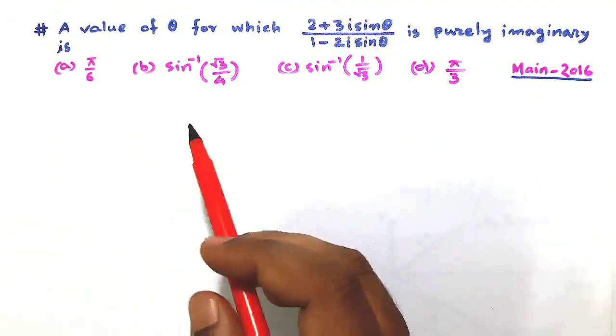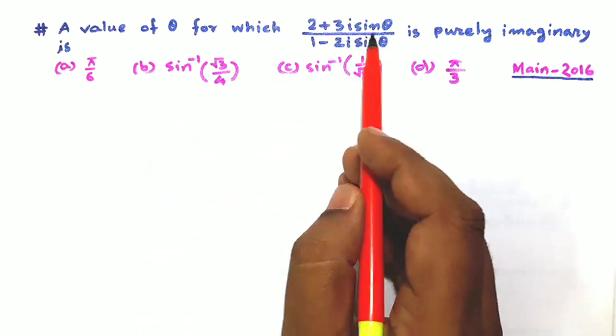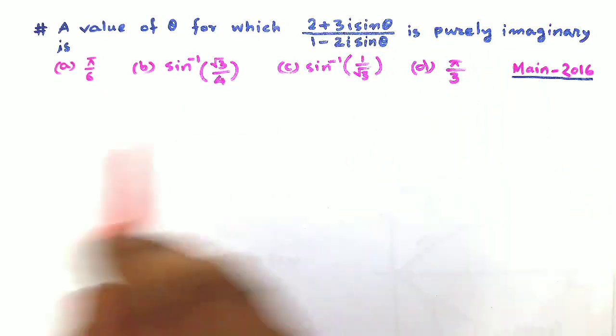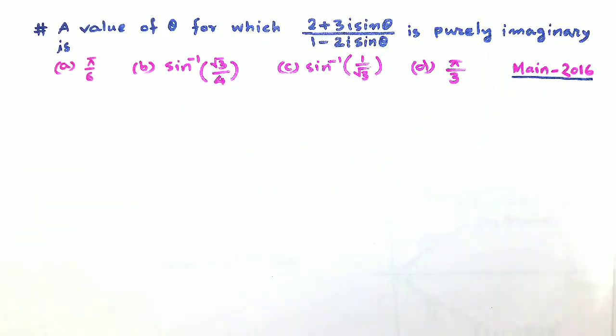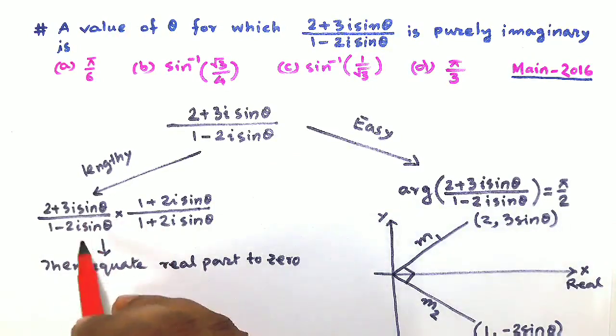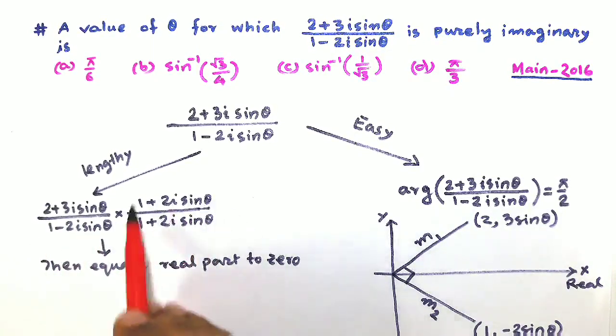This is one of the most important questions. A value of theta for which 2 plus 3i sin theta divided by 1 minus 2i sin theta is purely imaginary is which option? Okay, if you take the traditional way, you will find that there is a lengthy process, and you have to multiply both numerator and denominator by the conjugate of the denominator, 1 plus 2i sin theta.